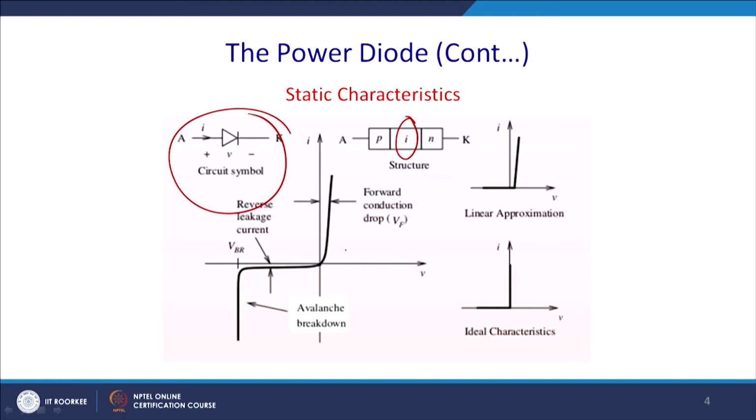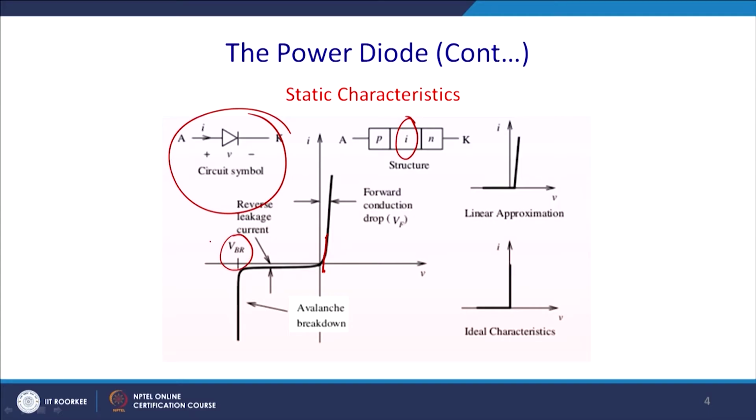This is basically the forward characteristics of the diode. It is the same, but this voltage may not actually be 0.7 V. It is generally higher, depending on the amount of blocking capability that the diode has. We will refer to the data sheet, then we will find out.